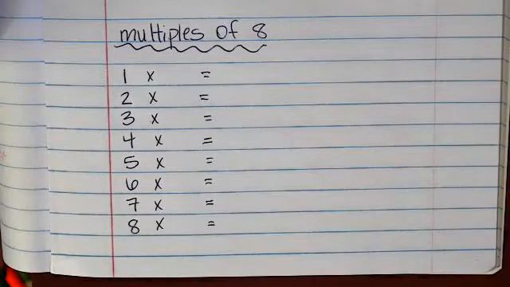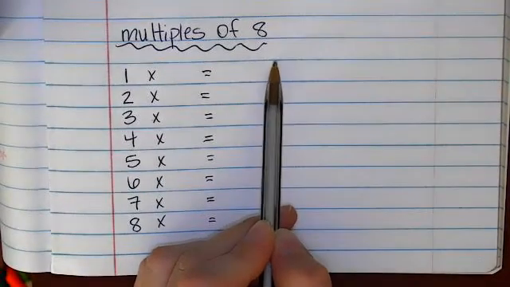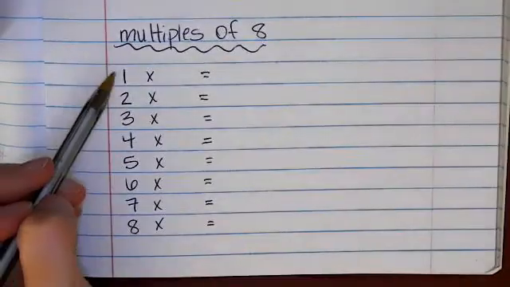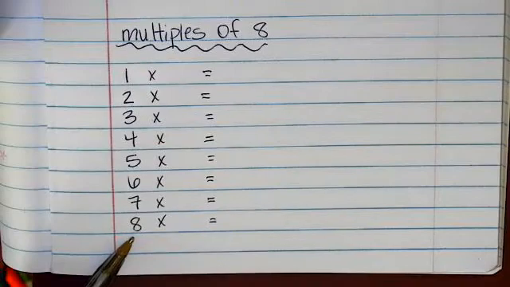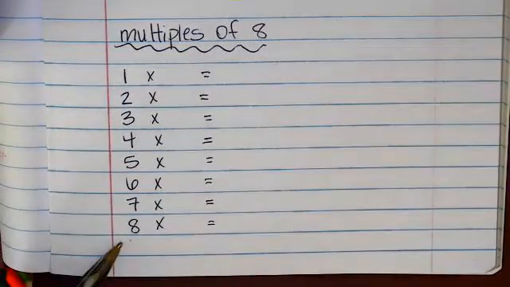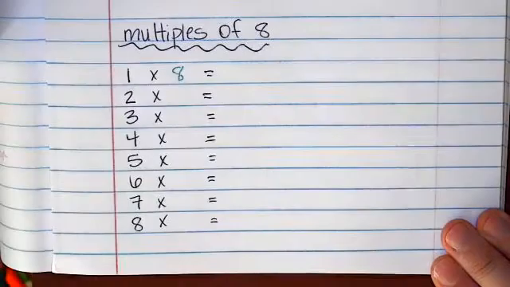I'm going to try this again with one more example. I'm going to do the multiples of 8. Remember, I'm going to multiply 8 by a string of numbers. I decided this time to write my string of numbers first. So I'm just starting with 1, followed by 2, 3, 4, 5, 6, 7, 8. But remember, I'm going to be multiplying 8 times all of these numbers.